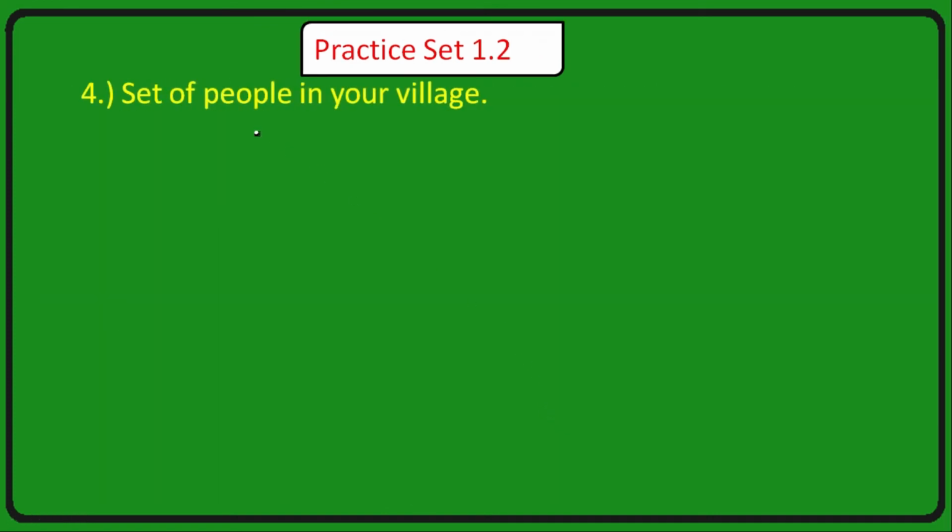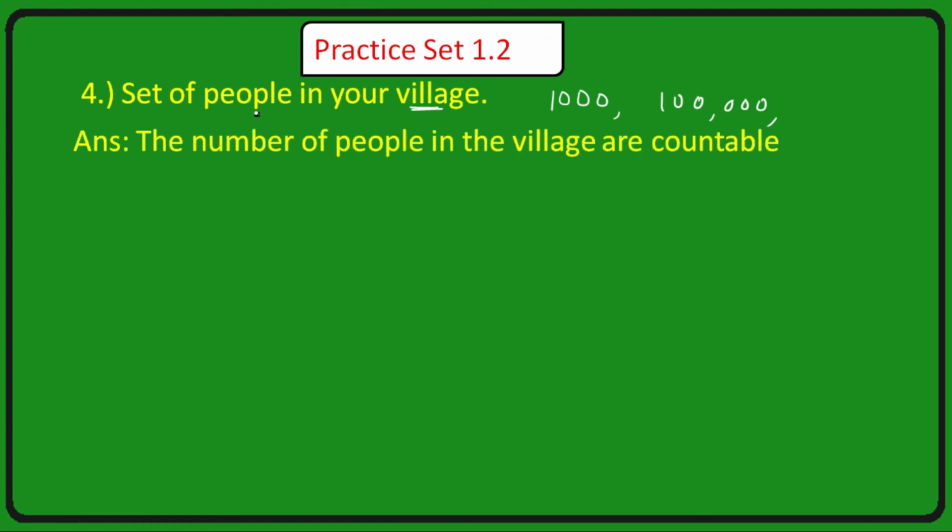The fourth example, the set of the people in your village. The people in your village are countable. The number of villagers can be counted. They may be 1000, they may be 1 lakh, or 10 lakh, or 1 crore, but they are countable. Hence the set of the people in your village is a finite set.